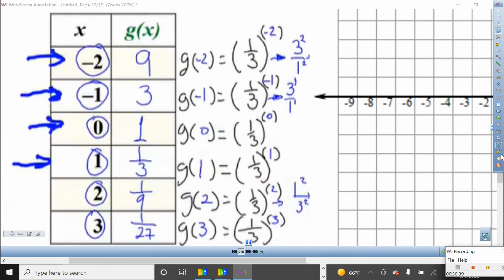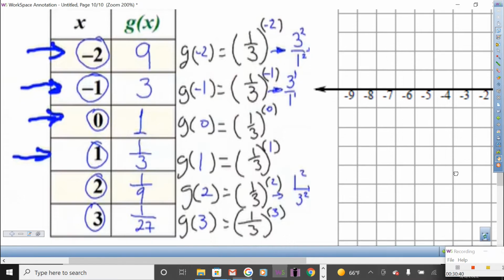All right, so there's the work for the table. So here we have g of -2 is 1/3 to the -2, which became 3 squared, or 9. There it is. g of -1 is 1/3 to the -1. The reciprocal is 3/1, which is 3, and so on and so forth. There's all the work right there. Okay, I'm going to zoom out.